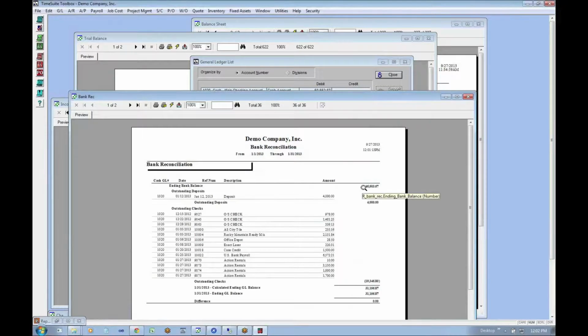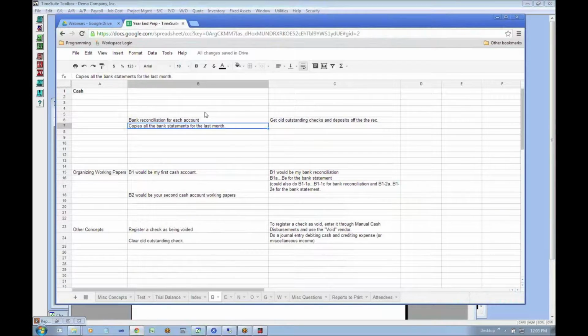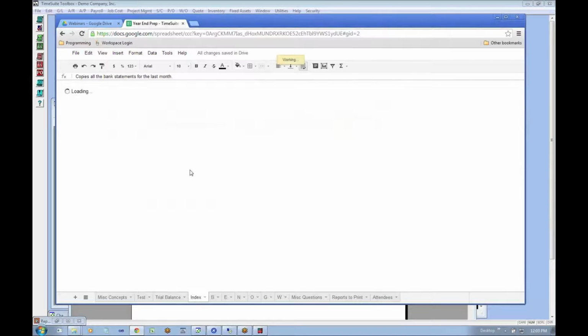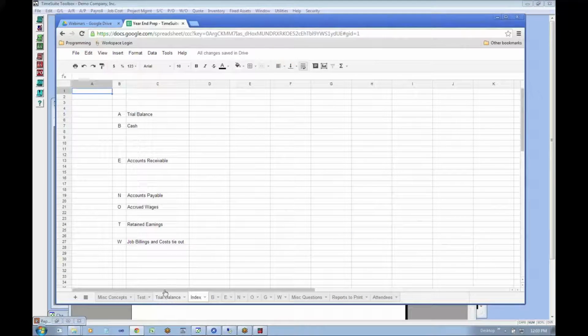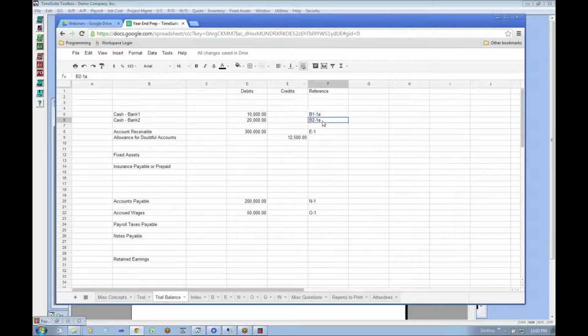here's your ending bank balance. The bank statement's going to support that. You'd have a tick mark or reference there. And then this is going to support your balance sheet, so you'd have a reference after that. And then on your trial balance, you would have a reference like this, saying this is where the support is, so in your working papers, you're going to go to those numbers.